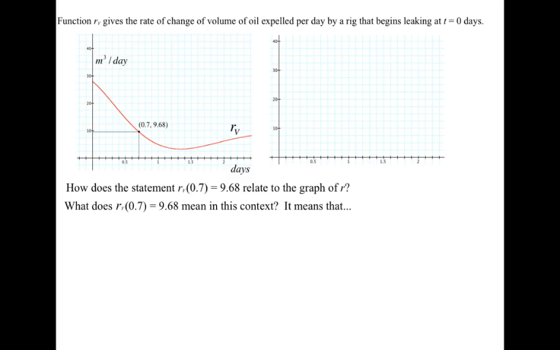And then what does it mean in this context? Now, I'm not asking you to describe what 9.68 means, but what does it mean that at 0.7 days, the rate of change is 9.68? Still increasing. Okay, it's still increasing, even though the rate at which it's increasing is decreasing.